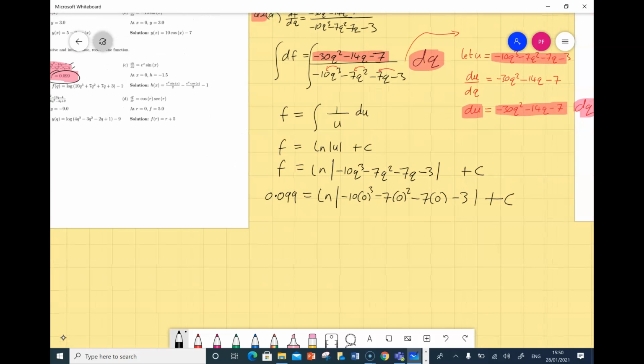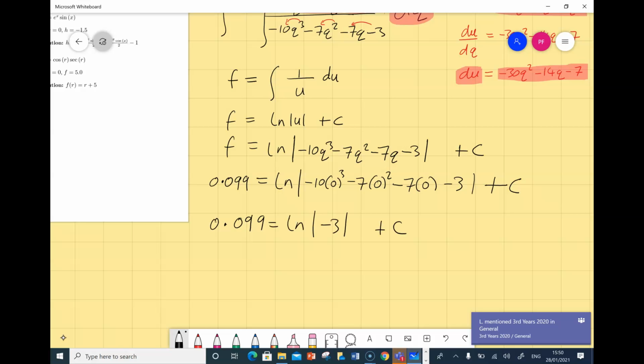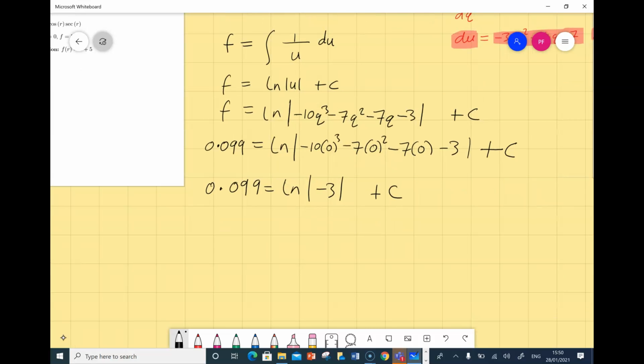Now this is where we're going to end up using our absolute value. So 0.099. When I work all of that out, I get the absolute value of negative 3 plus c. You cannot get the log of a negative number. However, these two lines on each side stand for absolute value. That means it doesn't matter what you get inside there, you treat it as if it's positive. So if I want to get c on its own, c is equal to 0.099 minus the natural log of 3.